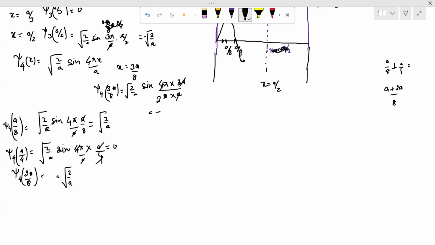Now, instead, if I take a upon 2, what will happen? Just think about it. What will happen if I take x equal to a upon 2?